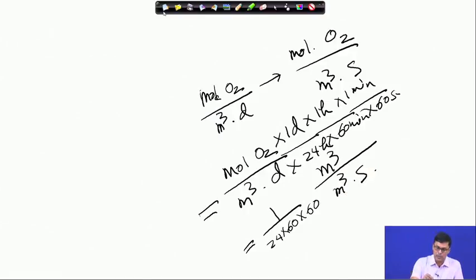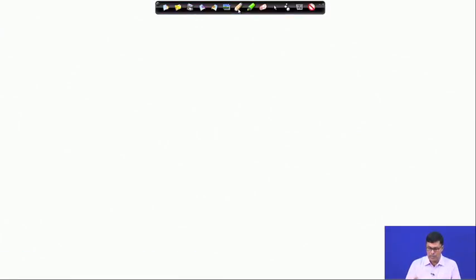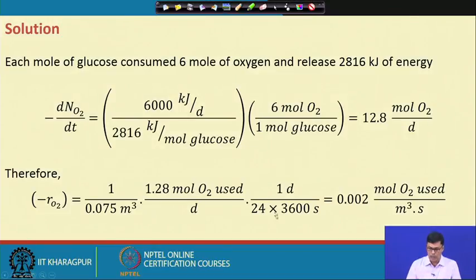This is what we have done in this particular place. You can see how we have calculated. This comes to about 0.002 moles of oxygen used per cubic meter per second.